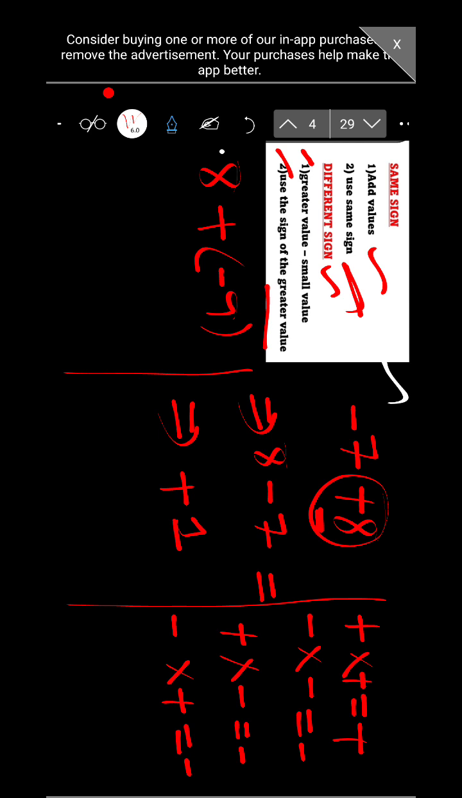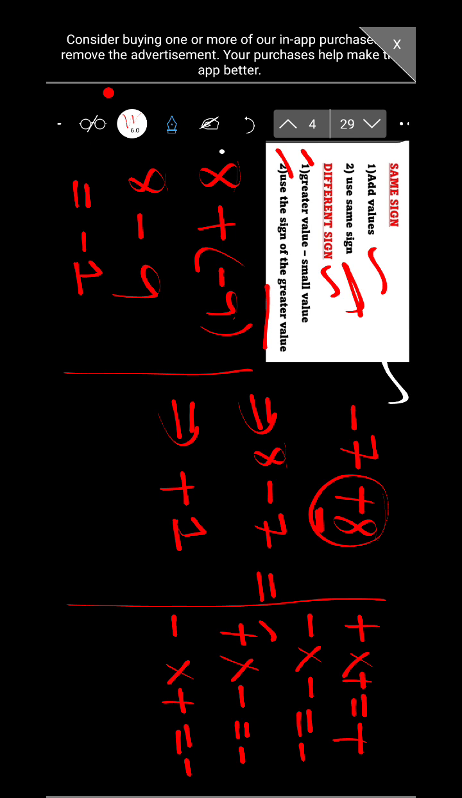What is the meaning of bracket? It is a multiplication. So it means plus into minus. Plus into minus will be minus. So you will get minus 9 and 8. So 8 minus 9 becomes what? Minus 1. Like this we will do if you are getting the brackets.